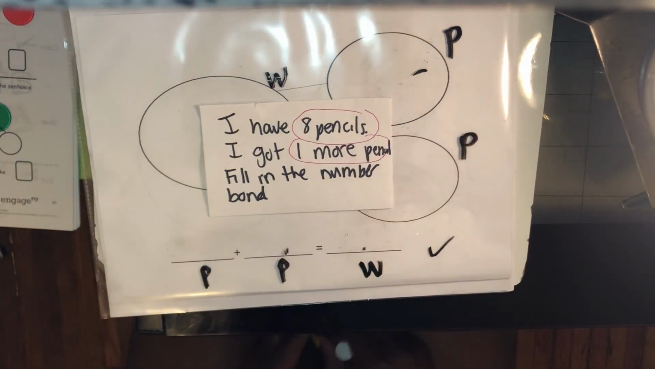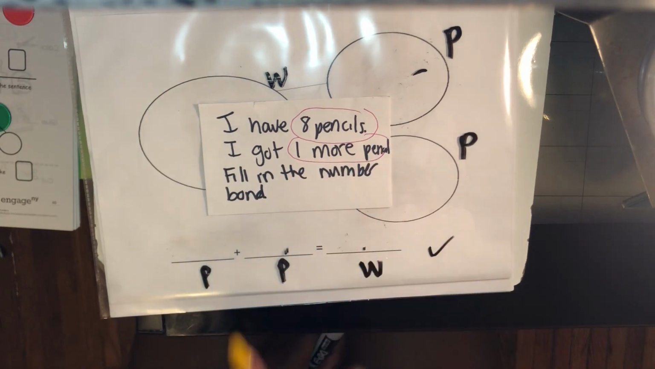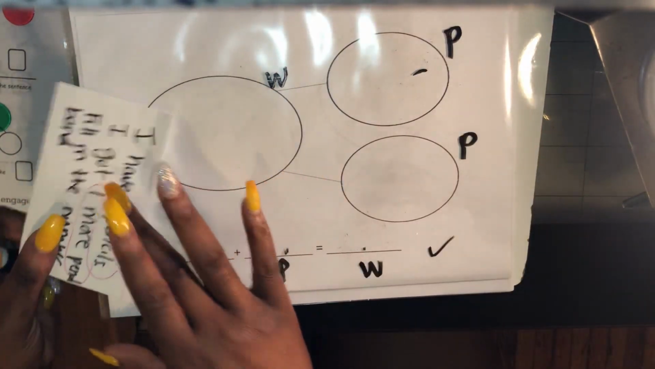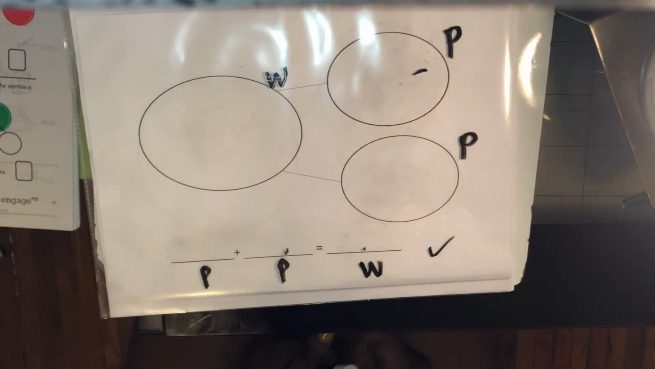I said, I have 8 pencils. I got 1 more pencil. Fill in the number bond. So I have 8 pencils. I got 1 more pencil. Can you fill in my number bond? Go ahead, I'll wait, and then we'll check it together.